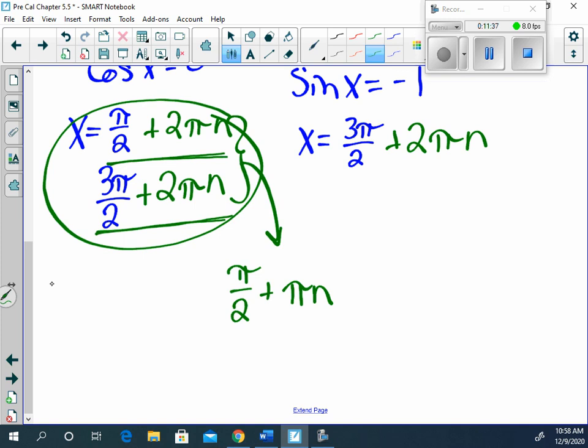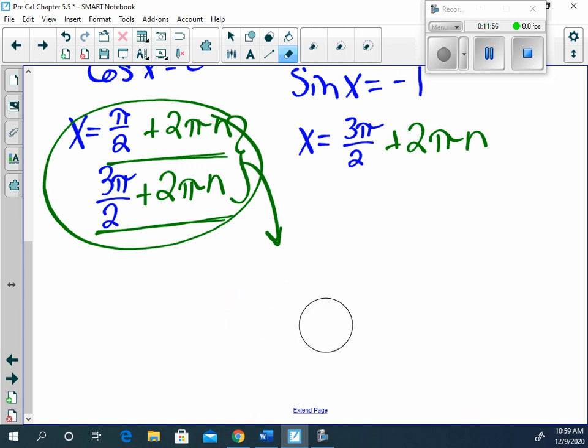I will take either version. I will take this as an answer. Because it's not always easy to see that pi over 2 plus pi n is the same thing as pi over 2 plus 2 pi n and 3 pi over 2 plus 2 pi n. See that those are the exact same. Pi over 2 and 3 pi over 2.